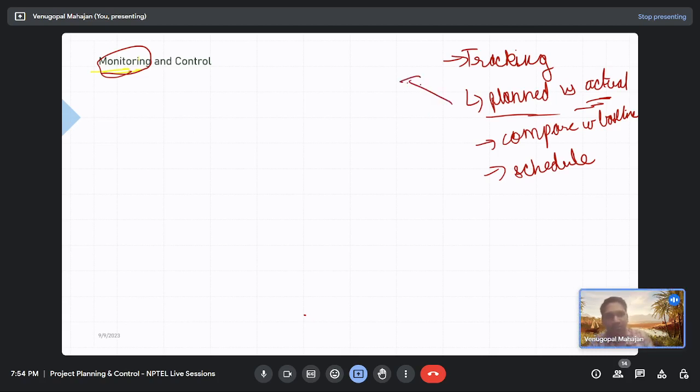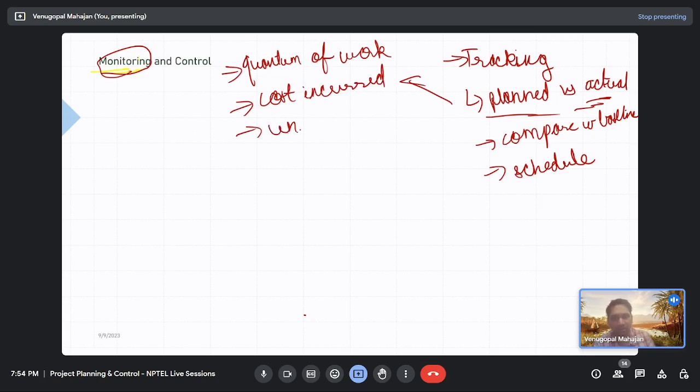Okay, so one thing was quantum of work. What else? Cost incurred. Then it could also be in terms of units, or some milestones, that you planned that you will reach milestone B, but in working you're still at milestone A. What else can you compare?